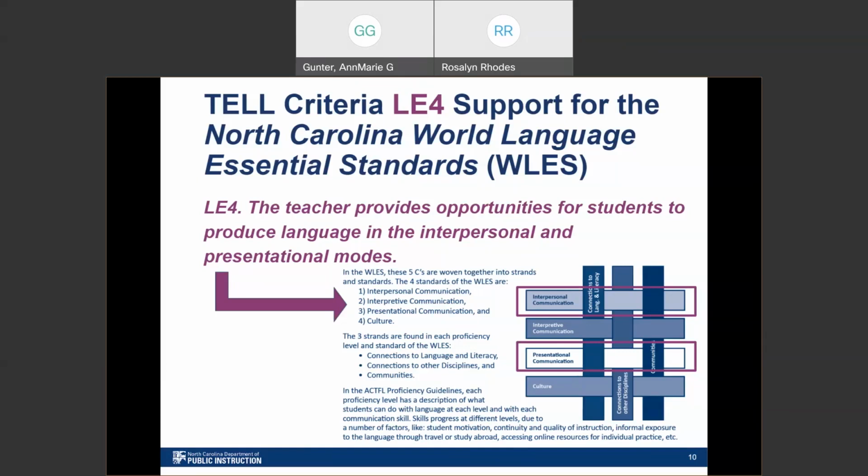With presentational communication, there's plenty of time to rehearse or revise what you're presenting in the language so that you can get it where it needs to be.